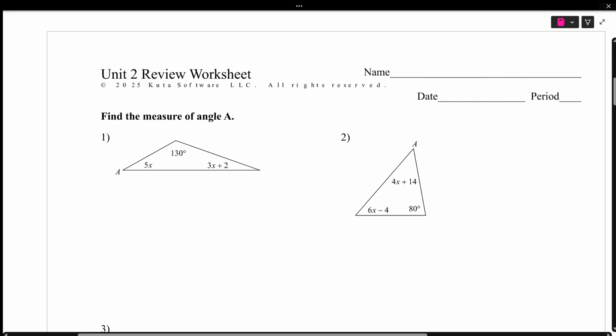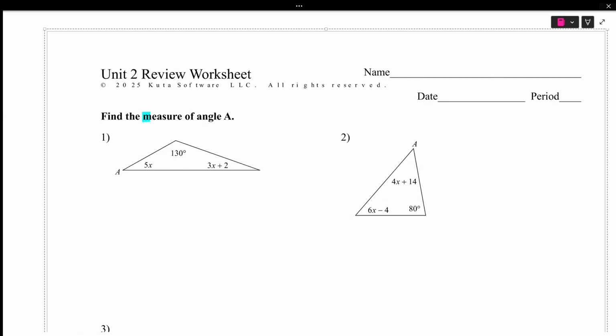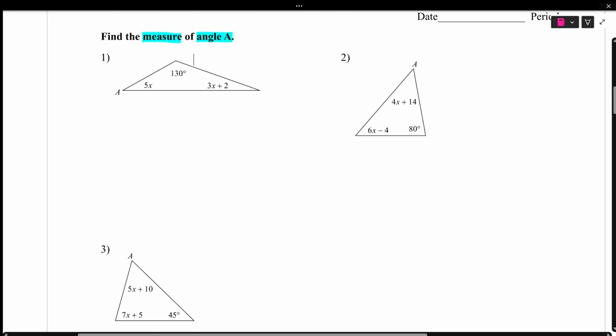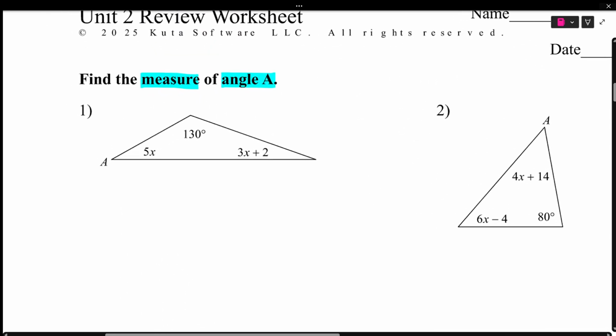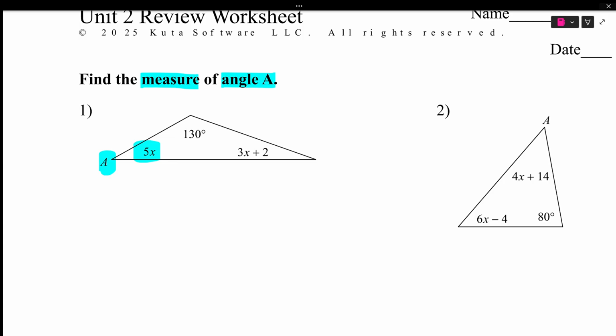Okay, I'm going to start with number 1. It says find the measure of angle A. In numbers 1, 2, and 3, we look at the triangle and I see angle A is right here. In number 1, angle A is 5x. But we don't know what that x is going to be, right? So we have to figure out how we can use all three angles, set up an equation to solve for x, and then plug it back in here. So that's kind of the game plan.